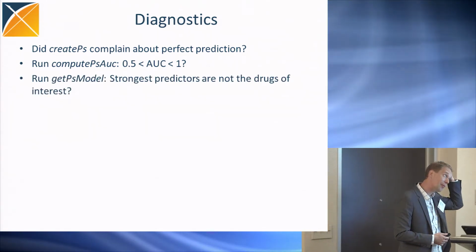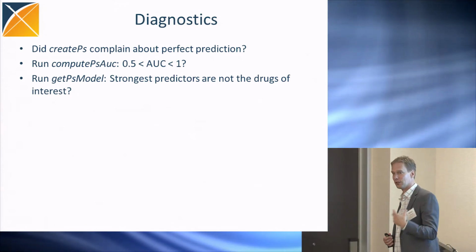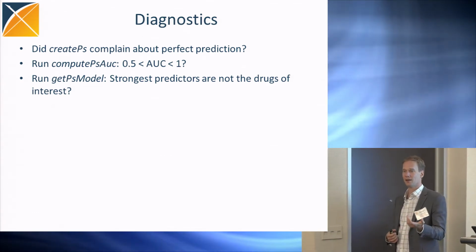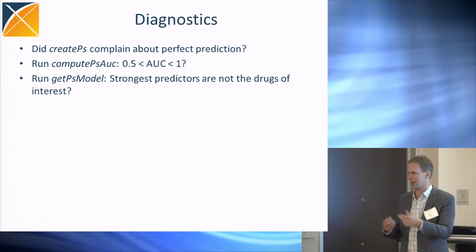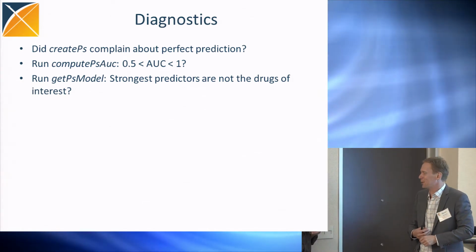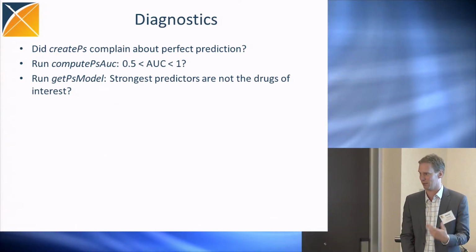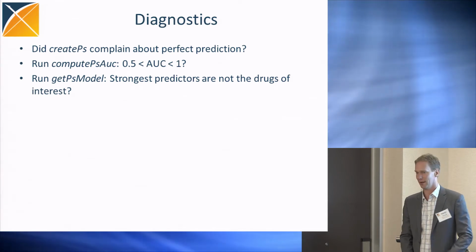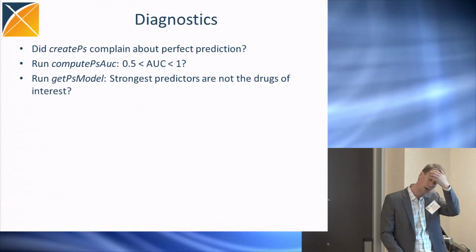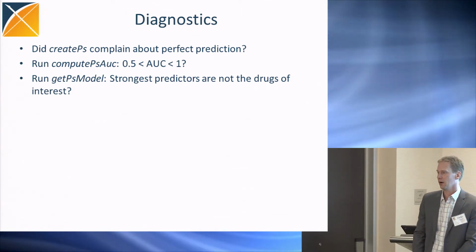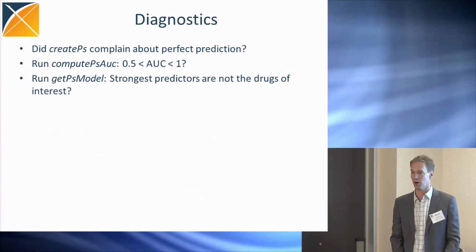All right, so one that is very useful is the function getPsModel. What that will do is give you back the model that was actually fitted. And as I just explained, when you use the Laplace prior, or in the case when you only have 17 covariates to begin with, that model should be something you could inspect. So at most a few hundred covariates. And it will rank order it by the magnitude of the beta. And so you can see which are the variables that are most predictive of treatment. And there you might find some things that are not the things that you want.